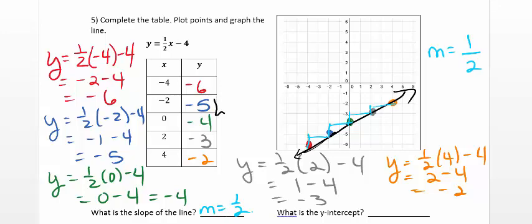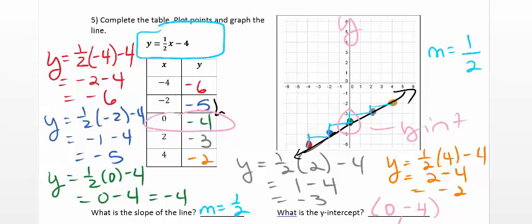Our y-intercept is where it crosses the y-axis, which is right here. Here's our y-axis. And it always has 0 for x. And then we can see in the table here, as well as the graph, that it's the point 0, -4. Notice again that those values appear here in this equation. M being the slope is right there. And then our y-intercept here we call b. That's our y-intercept, also in the equation.